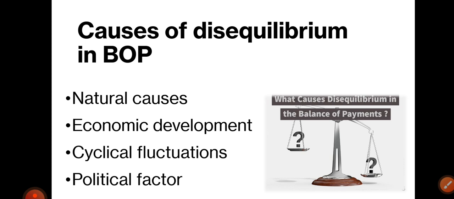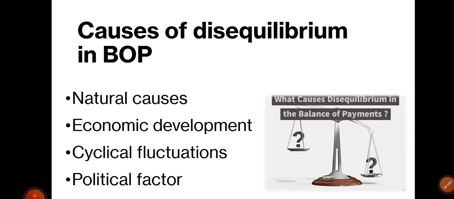Next cause may be cyclical fluctuations, like inflation and depression that countries may face from time to time. Due to this, a problem may arise in making the equilibrium of the BOP. If there is depression in the world market, then the exports of a country are affected adversely. Similarly, if prices start rising within the economy, the rate of increase in imports exceeds that of exports, which may result in disequilibrium.